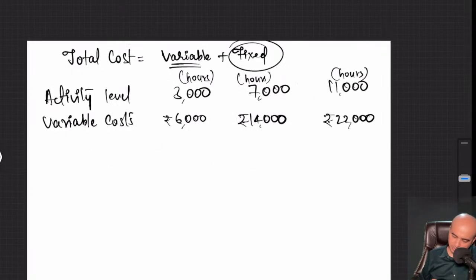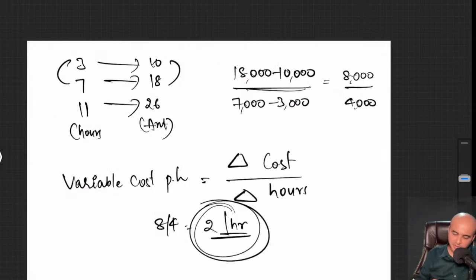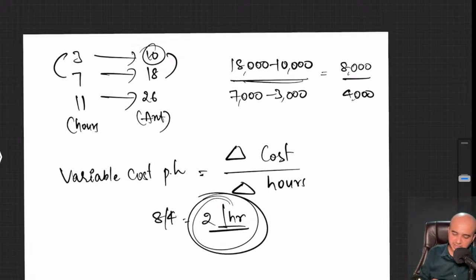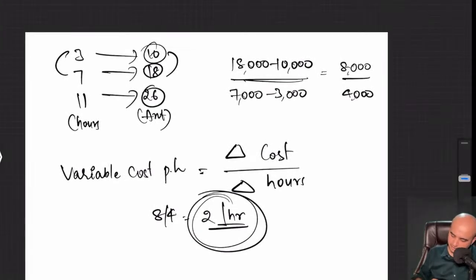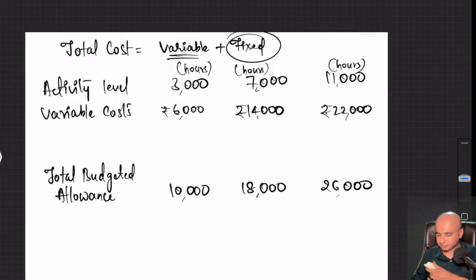So let's go back to the solution. Here I will write down total budgeted allowance. Here it only refers to total budgeted cost. At 3,000 level, we have the cost at 10,000. Next 18, after that 26. 10,000, 18,000 rupees and 26,000 rupees.